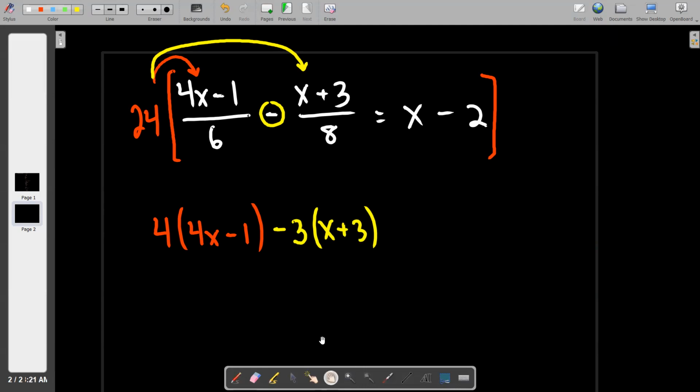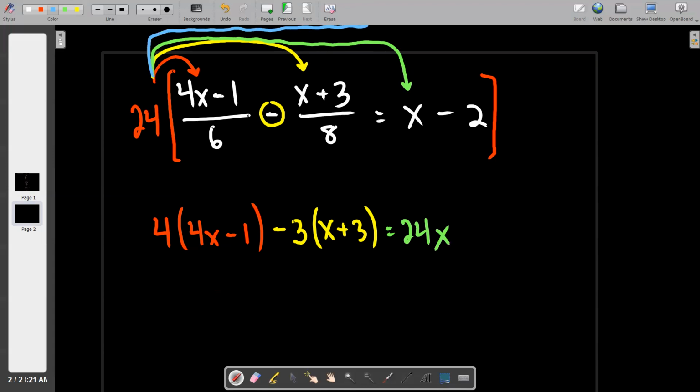And then we sometimes feel so accomplished that we stop and we just write equals x minus 2. No, no, no. What's the green answer? 24. Equals 24x. And finally, still don't pat yourself on the butt. You got to multiply 24 all the way over here. And what's that? There you go.